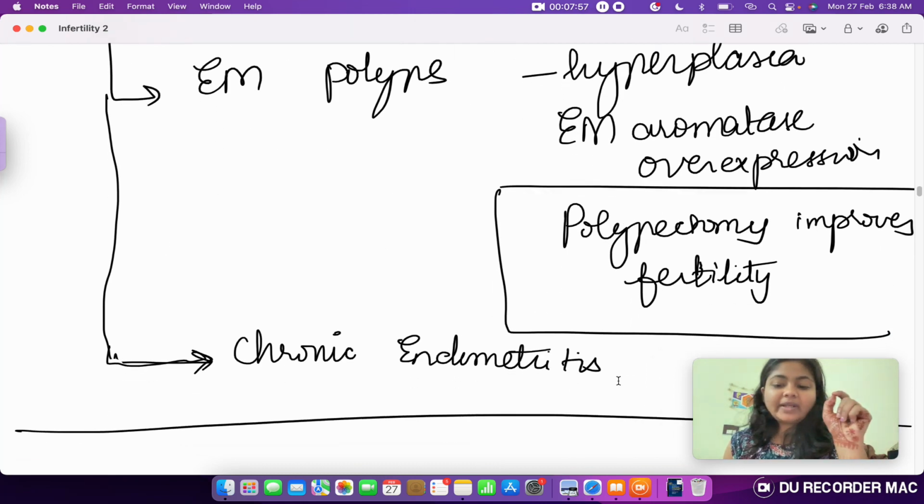Last one is chronic endometritis. It can result as a result of recurrent bacterial vaginosis or mucopurulent cervicitis like chlamydia and gonorrhea. All these can further result in tubal infertility.